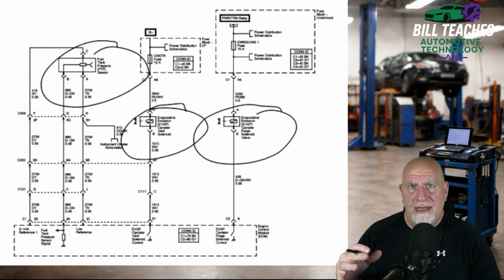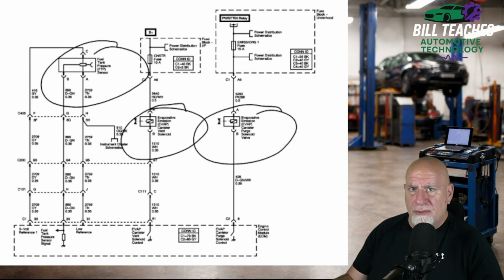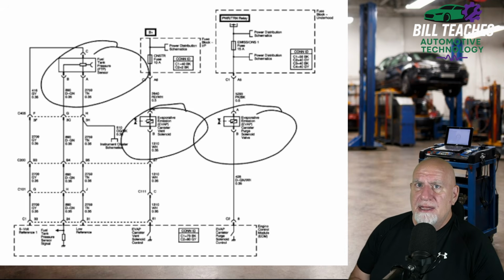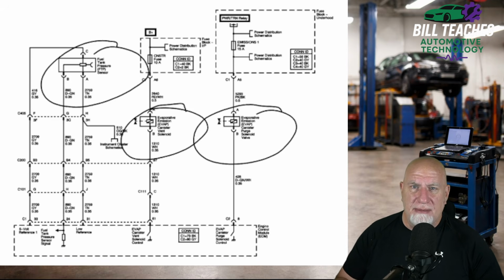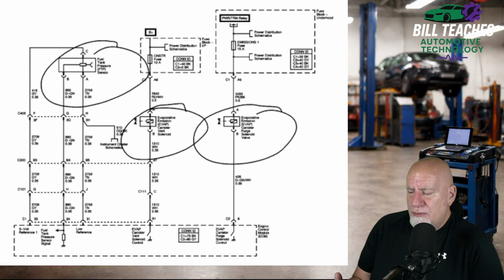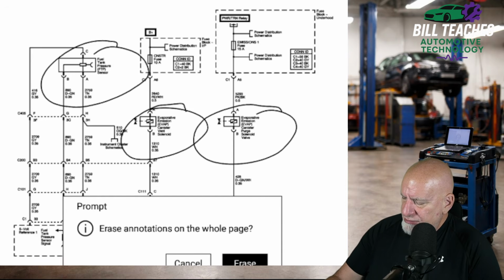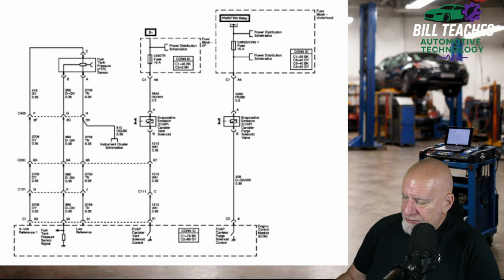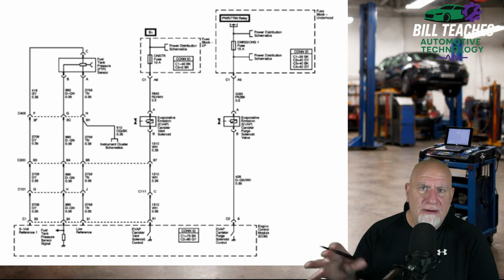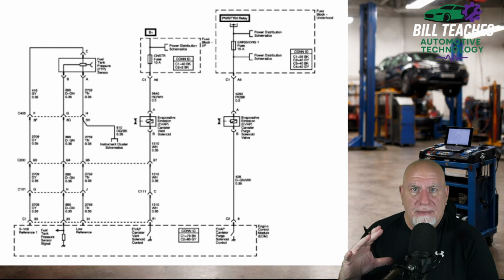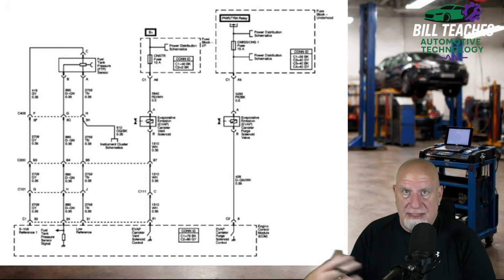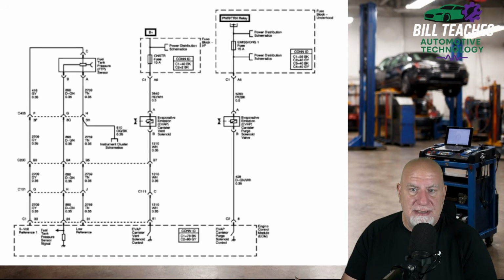Once you understand these three components and what they do in an EVAP system, then the evaporative emission system becomes a lot easier to understand. Let's see what the PCM does with each of these components. All right, so federal law mandates that fuel vapors not be released into the atmosphere. That's why we have evaporative emission systems.